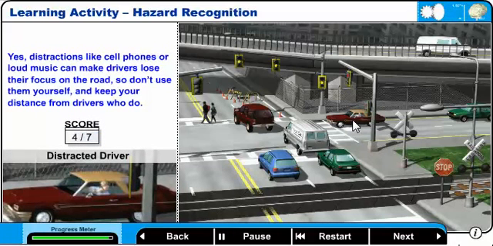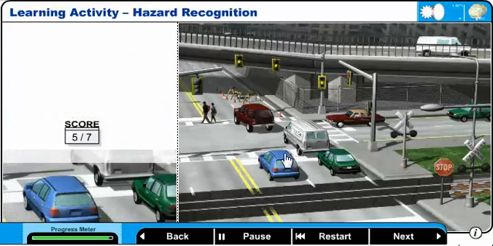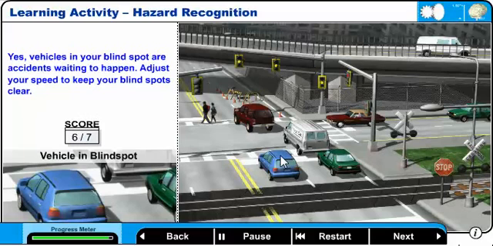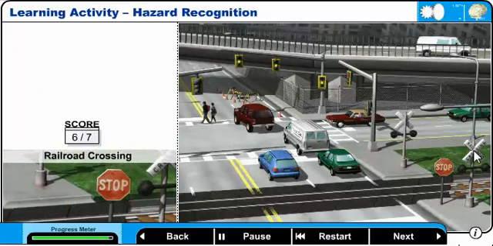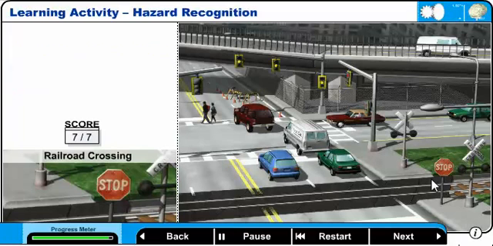Yes, distractions like cell phones or loud music can make drivers lose their focus on the road, so don't use them yourself and keep your distance from drivers who do. Right, when vehicles tailgate, there's not enough space for them to react to other hazards. Never tailgate, and if someone is tailgating your vehicle, adjust your speed to increase the space around you. Yes, vehicles in your blind spot are accidents waiting to happen. Adjust your speed to keep your blind spots clear. Right, railroad crossings are always potentially hazardous. You must slow down to a speed at which you can easily stop.